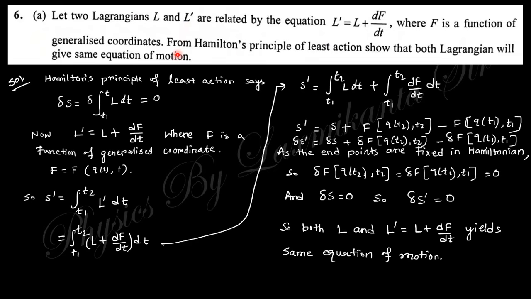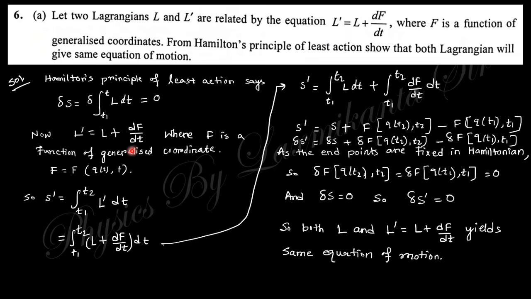And then from the Hamiltonian principle of least action, both Lagrangians will give the same equation of motion. That means using this Hamiltonian principle, delta S, which is nothing but the integral of delta L dt, the principle of least action. This is called the principle of least action. Using this relation, we need to show that the equation of motion follows the same equation of motion for this Lagrangian L as well as L prime.